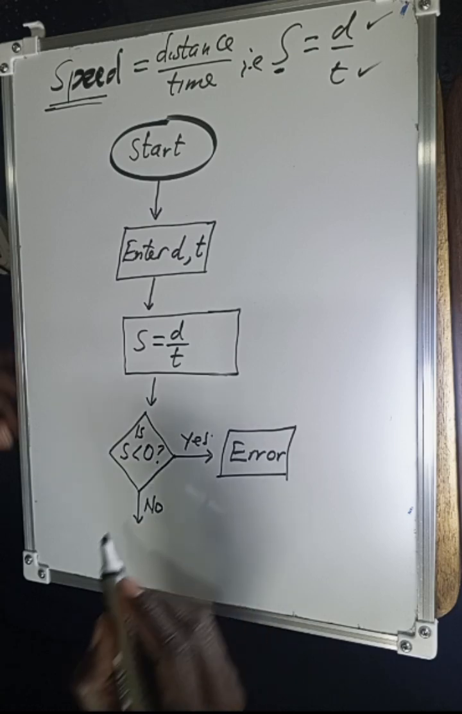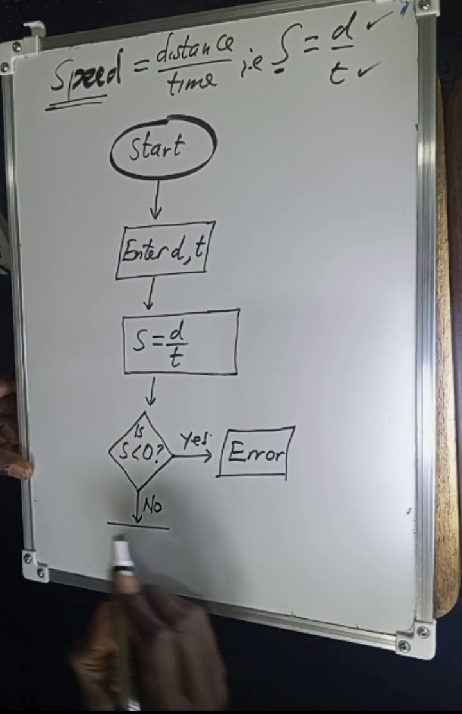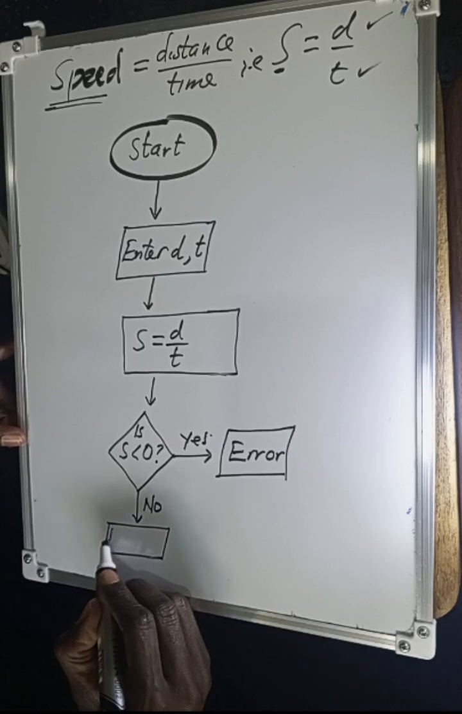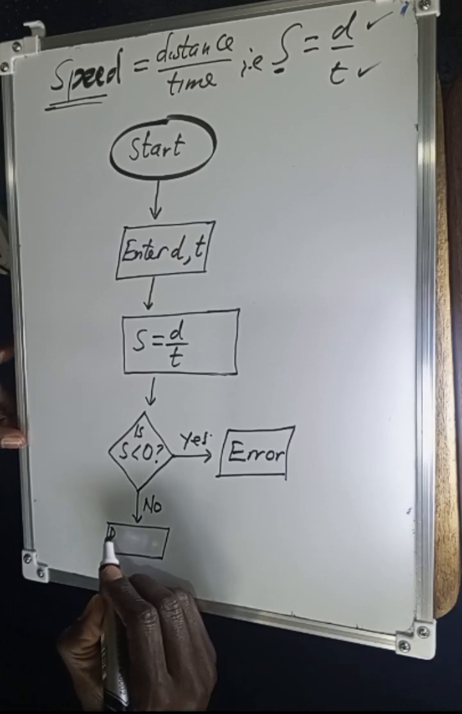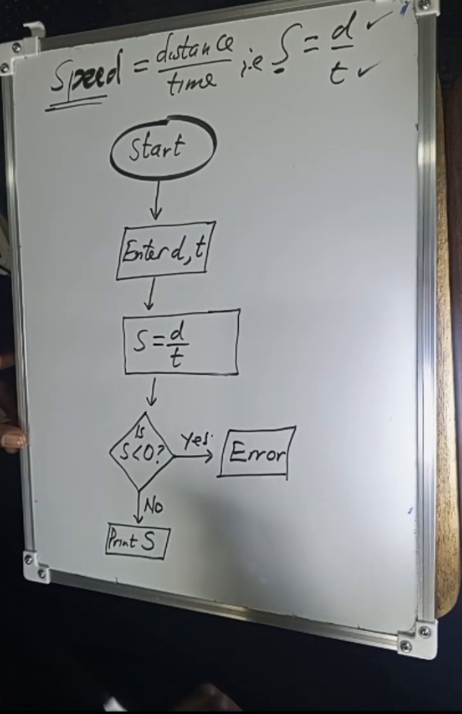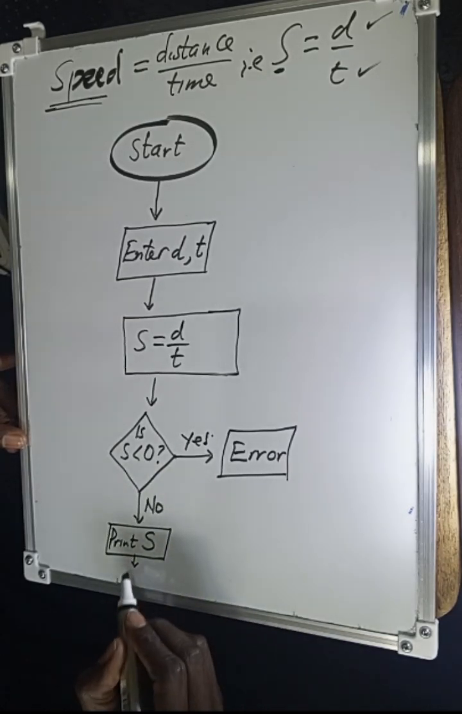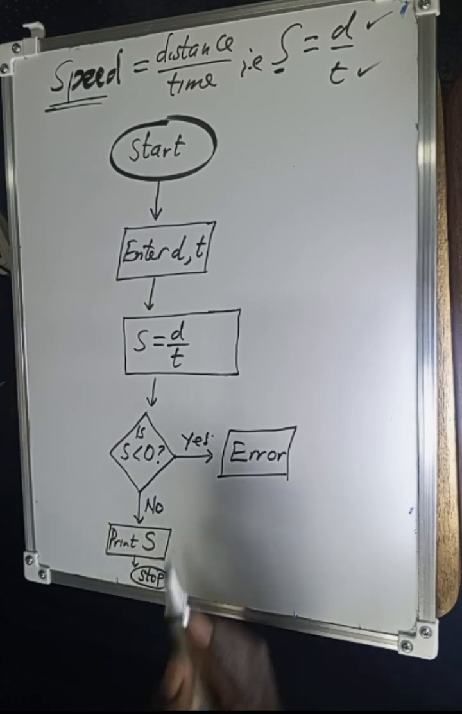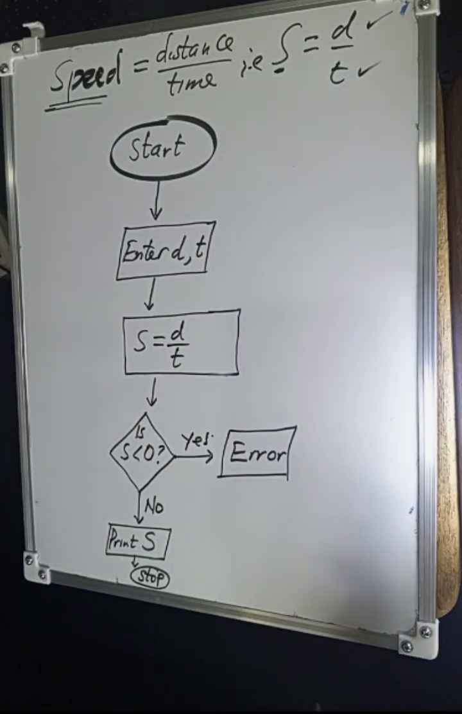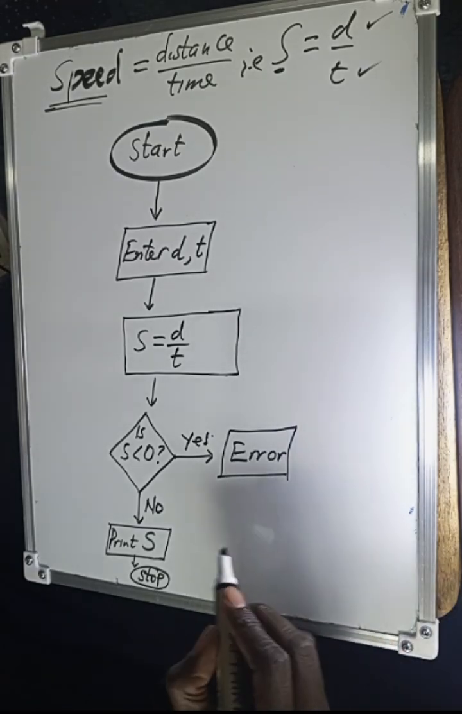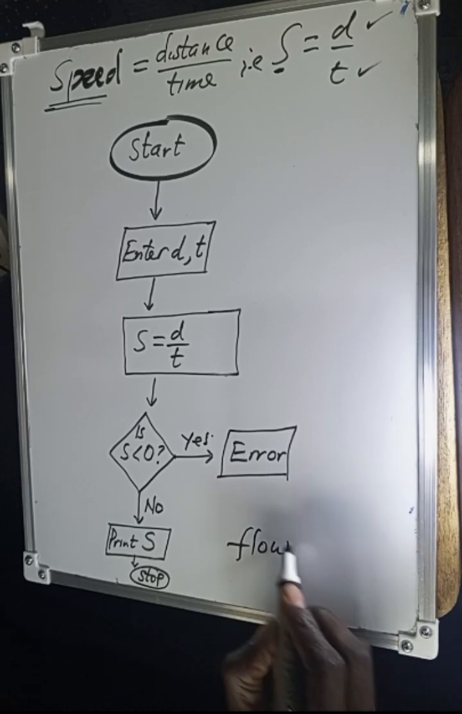Now, of course, if that's correct, it simply means that I'm going to display my speed. So here, I'm going to say either display, or I can use the word print, S representing the speed. Then what will follow? Well, my program is going to come to an end, so I'm going to stop. So what you see here is a typical example of a flowchart.